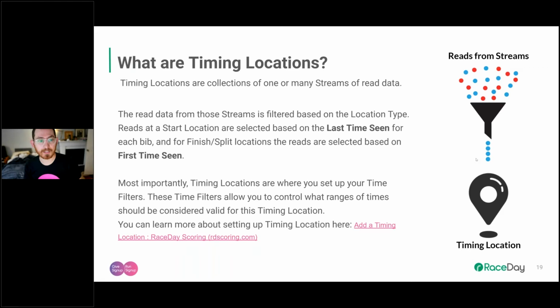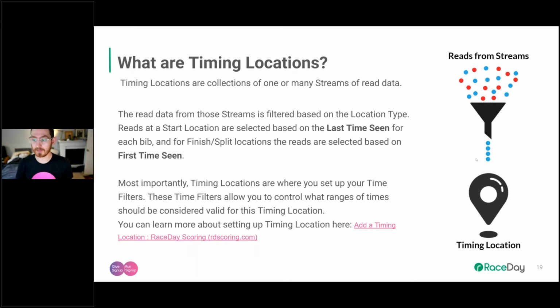So the read data from those streams is then filtered based on the location type. For instance, reads at a start location are selected based on the last time seen for each read. And for finish and split locations, the reads are selected based on the first time seen.